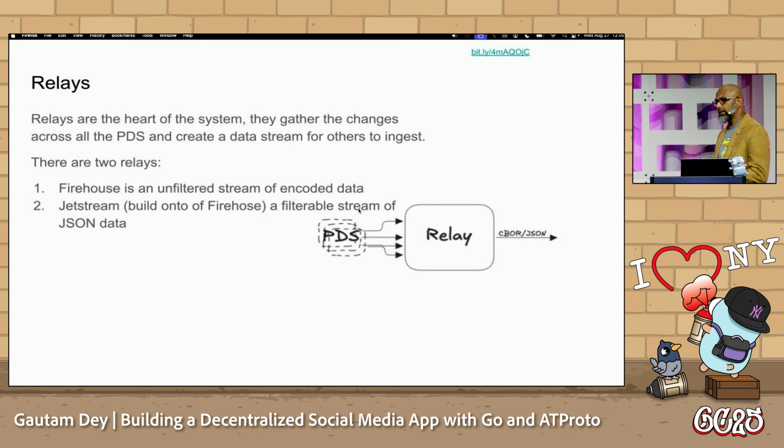The relays, like I said, there's two types of relays in the system. There is the standard relay, which is a fire hose. It's just WebSocket connections to a bunch of PDSs. It aggregates all of those things and then creates a fire hose of data. And that data is in CBOR format, which was used in IPFS. And then Blue Sky has built on top of this Jetstream, which allows you to filter the types of data you're going to receive, and it's also in JSON, so it's a little bit easier to deal with.